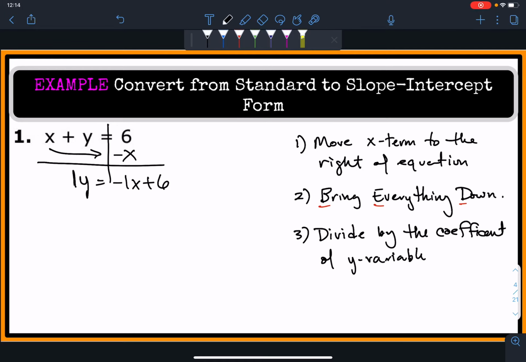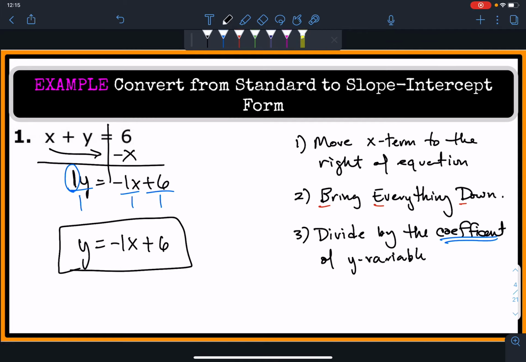And like I said, this is redundant in this example because we're going to divide by 1. Our coefficient here is going to be the number 1. So if I divide everything by 1, so if I divide these two numbers by 1, and obviously this number also gets divided by 1, we end up with y is equal to -1 divided by 1 is going to stay the same as -1 with an x, and +6 divided by 1 is going to stay as +6.